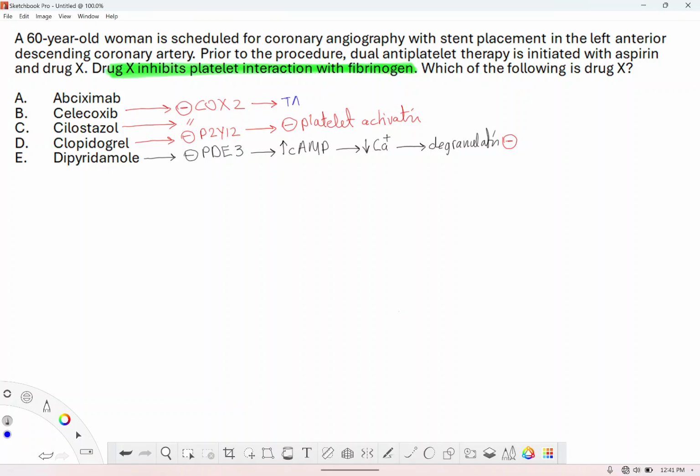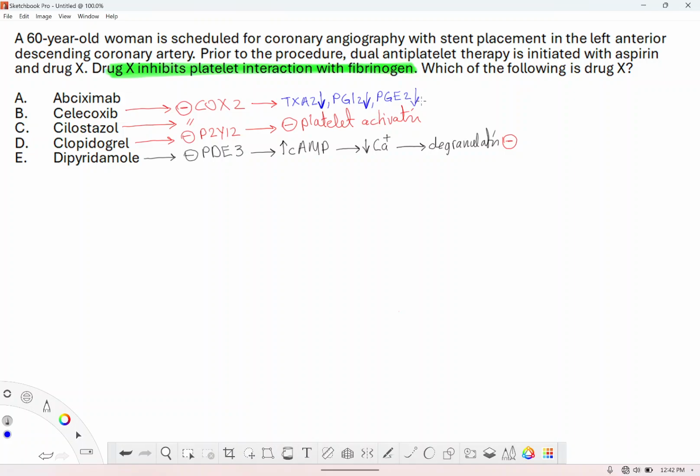Cyclooxygenase. It's responsible for production of thromboxane A2. Okay. And it is responsible for production of prostacyclin or prostaglandin I2, and it's also responsible for prostaglandin E2 production. In short, the cyclooxygenase enzyme is responsible for production of thromboxane and prostaglandin and prostacyclin. Okay, but if you inhibit cyclooxygenase, that means you're decreasing thromboxane A2. You're decreasing prostacyclin, and you're decreasing prostaglandin E2.